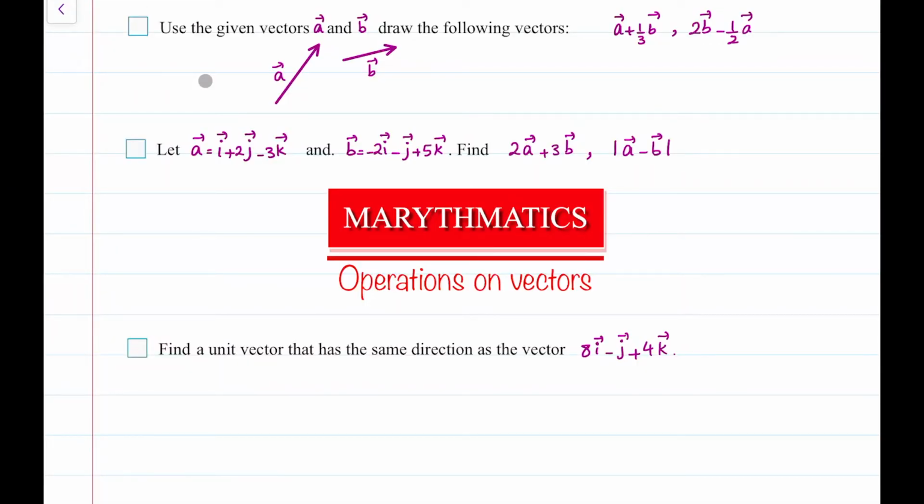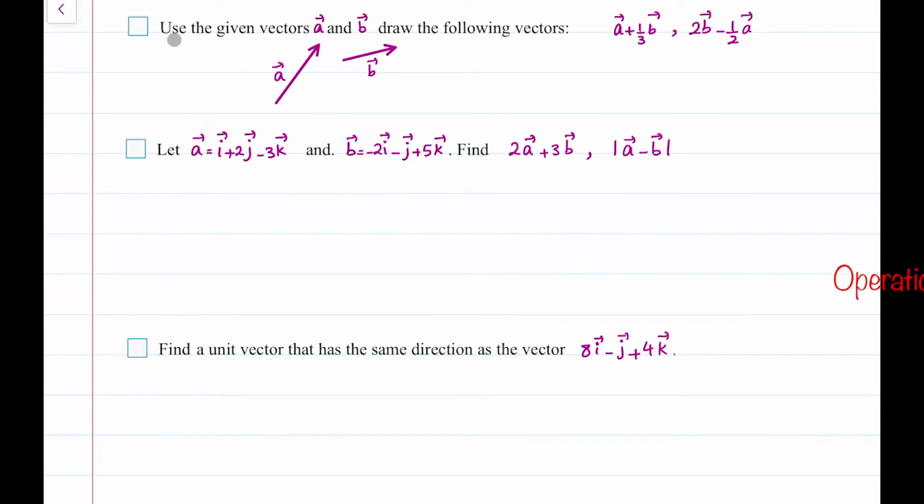In this example, I want to basically cover most of the operations that we do on vectors. The first one: use the given vectors A and B and draw the following vectors: A plus 1/3 B, 2B minus 1/2 of A. Okay, so this is the vector A, this is the vector B.